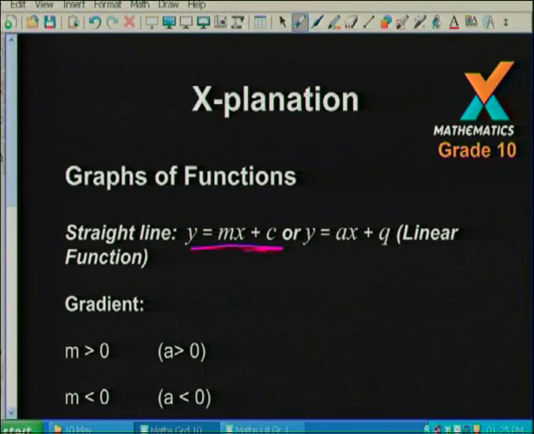Let's start off with our straight line function. Our straight line function has got the general equation y is mx plus c. Some of you might be familiar with that. Alternatively, we can also write it as y is ax plus q. Now let's have a look at what the different variables do. M stands for the gradient. So the gradient is the slope of your graph. M determines whether your graph will run downhill from left to right, whether it will run uphill from left to right, and also how steeply your graph runs uphill or downhill.